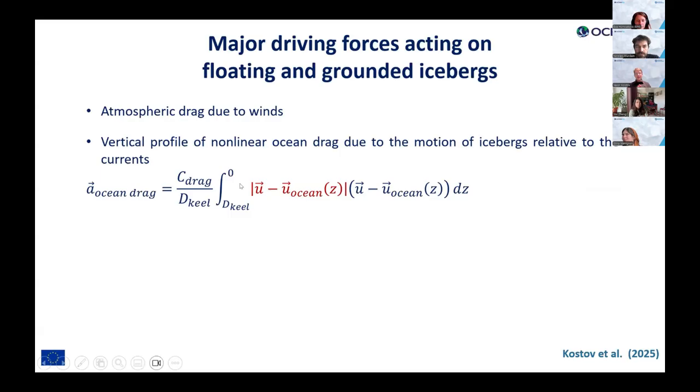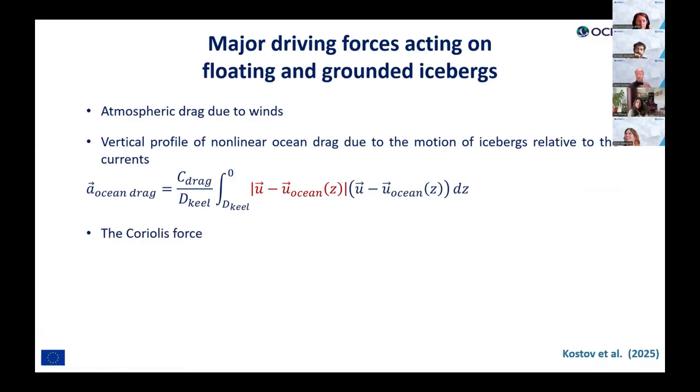So the ocean drag depends on this relative motion of the icebergs with respect to the ambient currents. But previously, the model first averaged over a vertical profile of the relative speed, and then used that to come up with a drag coefficient. While we think it's more realistic to represent this turbulent drag as a nonlinear profile that is then vertically averaged over the keel depth of the iceberg.